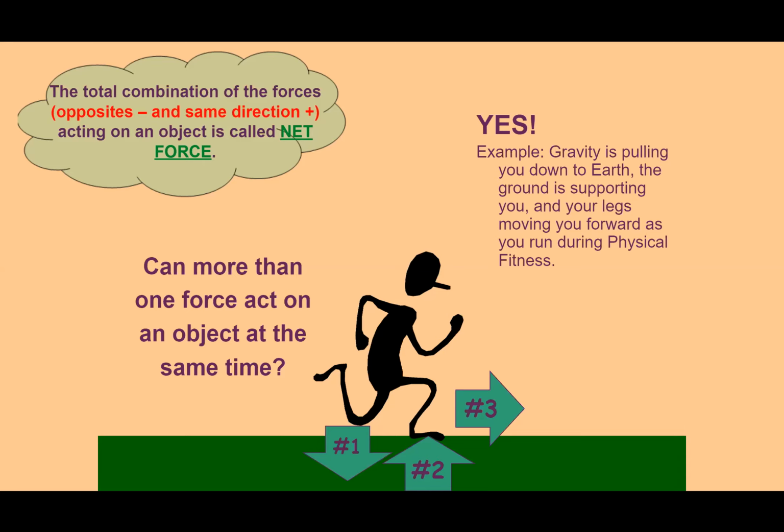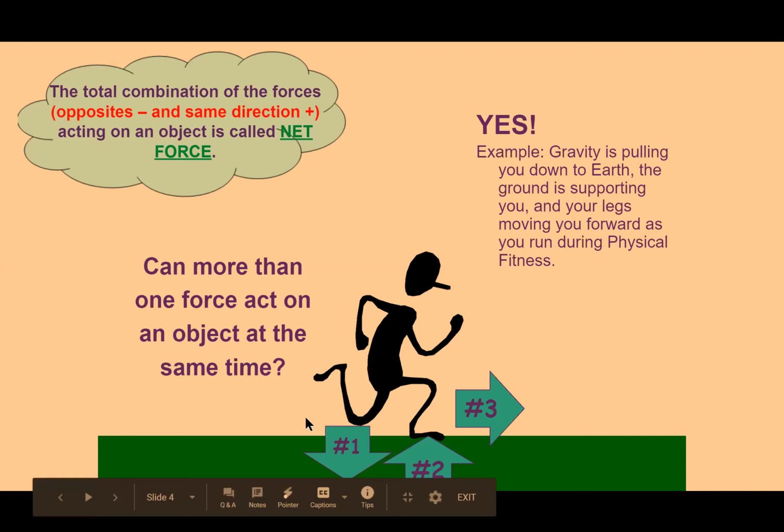So can more than one force act on an object at the same time? Absolutely. Gravity is pulling this guy down to the earth, but the earth is also supporting and pushing back up. This is called a normal force. And your legs are thrusting you forward, and that's only possible because of friction going in the opposite direction. All in all, the muscle in this body, if it overcomes that friction, is able to move forward.